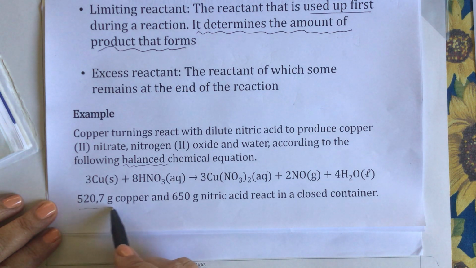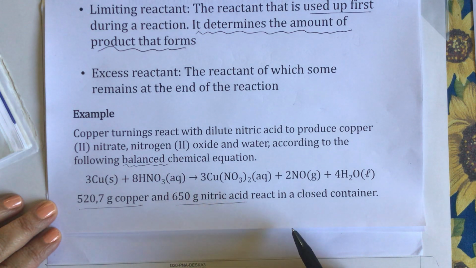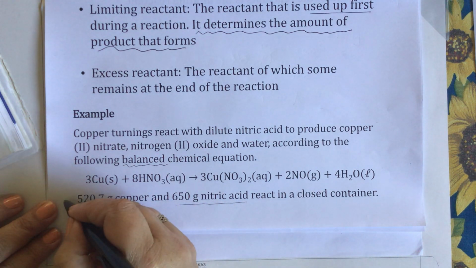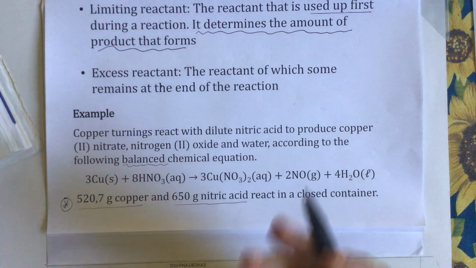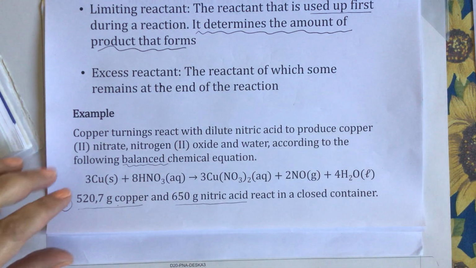520 grams of copper and 650 grams of nitric acid react in a closed container. This is the way that you identify that you're dealing with limiting reagents, because 2 masses are given. One of them is going to be used up before the other one, and it's not always the one that is most that is used up. You cannot just assume that. So what are we going to do?